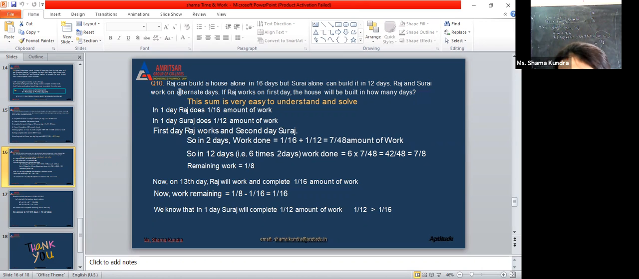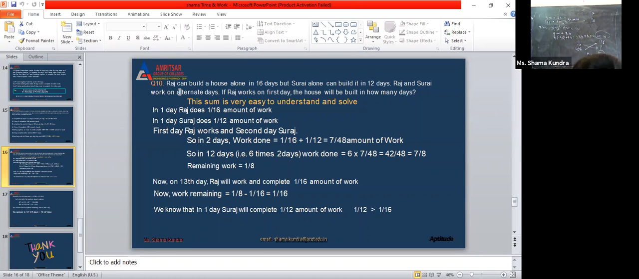Now you will ask, why do we repeat this 6 times? Why not 7? Let us see. If we repeat 7 times, what do we get? The number of days would be 2 into 7, which is 14. And the amount of work done would be 7 by 48 into 7. It is 49 by 48, and 49 by 48 is greater than 1.